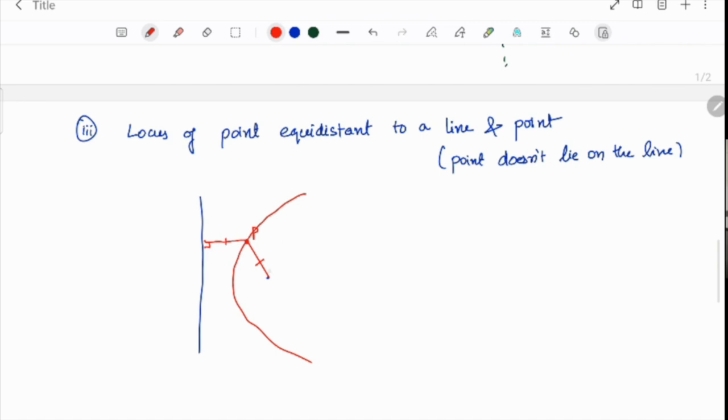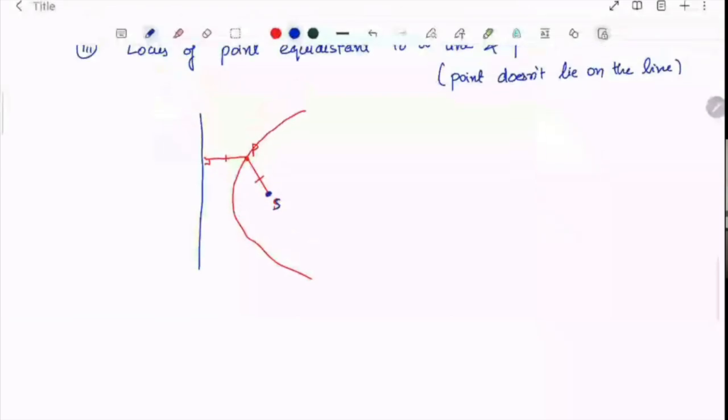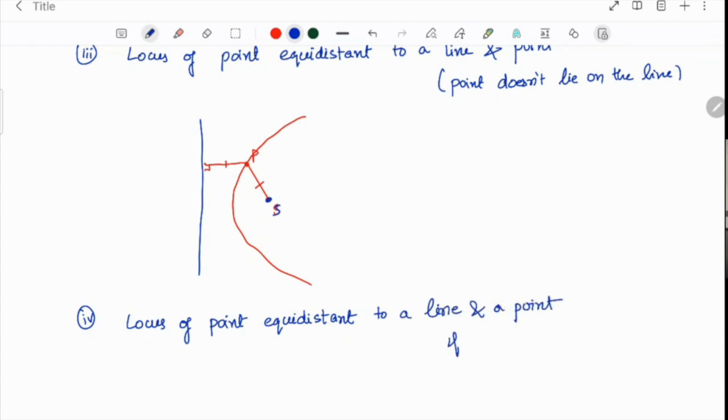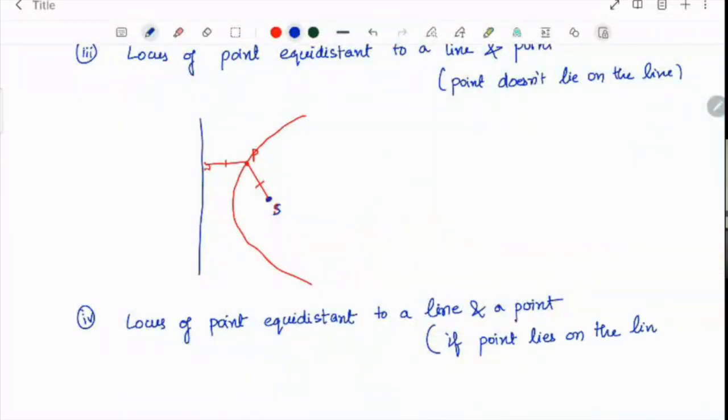Provided this point S should not lie on the line. Then that gives us one more case. What if the locus of a point equidistant to a line and a point, if the point lies on the line?